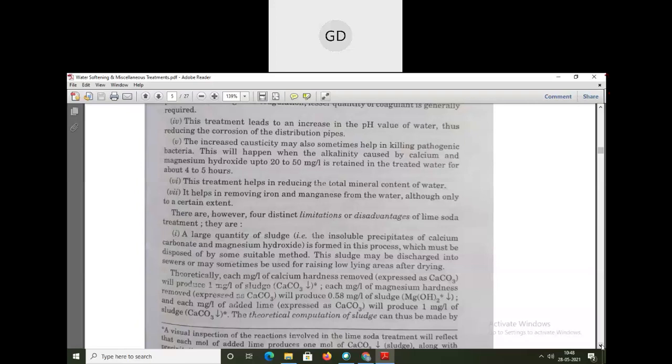So what is said here is that the sludge produced in this process, the insoluble precipitates of calcium carbonate and magnesium hydroxide, has to be discharged into the sewers, or thrown in some low-lying areas after the sludge is dry.